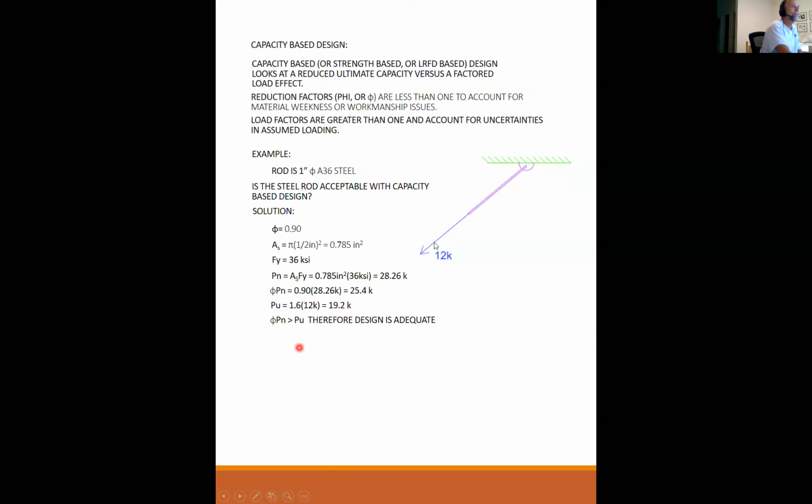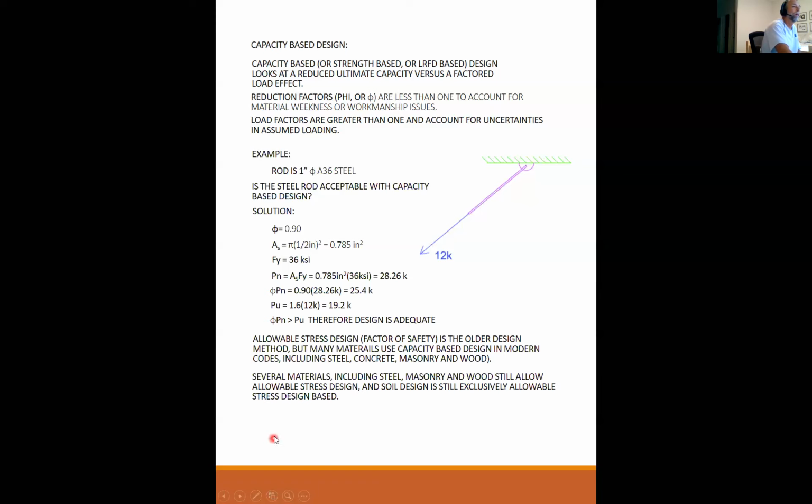This is just a little taste of strength-based or capacity-based design that you'll see later on. Allowable stress design, factor of safety, is the older design method, but many materials use capacity-based design in modern codes, including steel, concrete, masonry, and wood. Several materials, including steel, masonry, and wood, still allow allowable stress design because some people like it and they just won't give it up. And one material, soil, is still exclusively allowable stress design based.